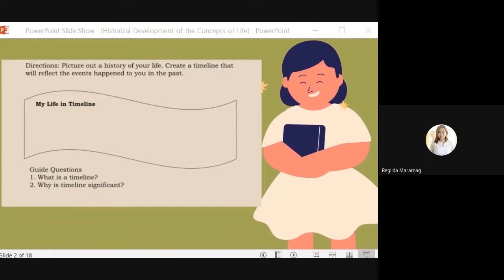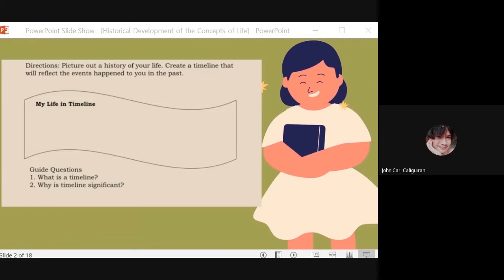All right. Hearing from their sharing, what is then a timeline? And why creating one is significant? Anybody who could answer? Okay, John Carl. What is a timeline? A timeline is a display of a list of events in chronological order. It is typically a graphic design showing a long bar labeled with dates paralleling it and usually contemporaneous events po.